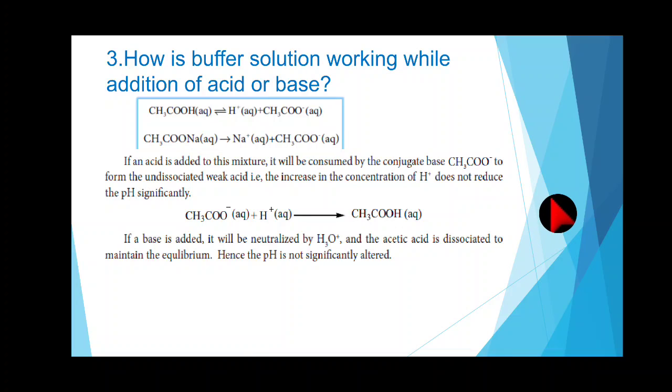Actually, the statement is based on the common ion effect. Suppose acid is added to an acidic buffer solution. We know that acid means H plus, so the H plus concentration increases. The increased H plus joins with the acetate ion CH3COO minus, so the equilibrium shifts to the left-hand side, and acetic acid will form.